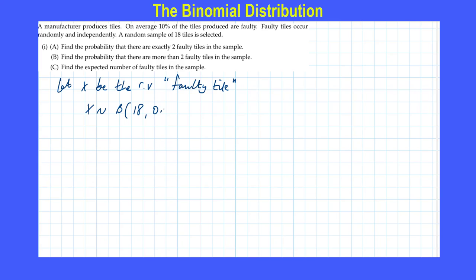We first of all define our random variable X. We can say that's faulty tiles. So X is distributed binomially, 18 for the number of tiles and 0.1 for the probability of being faulty. So find the probability that there are exactly two faulty tiles in the sample.